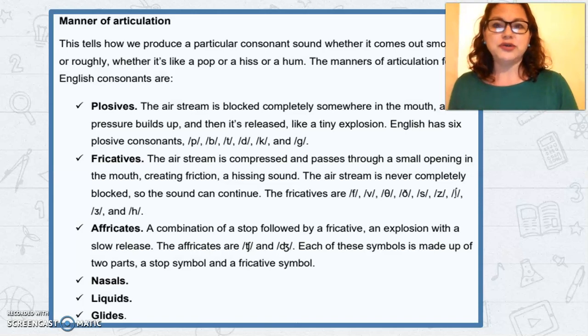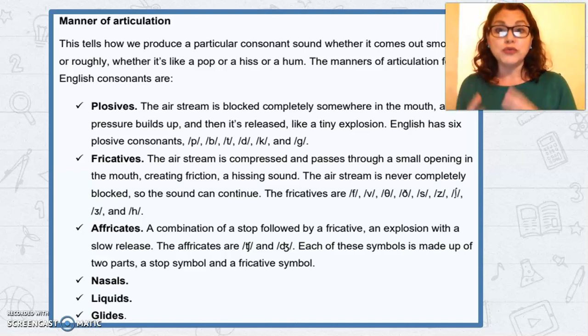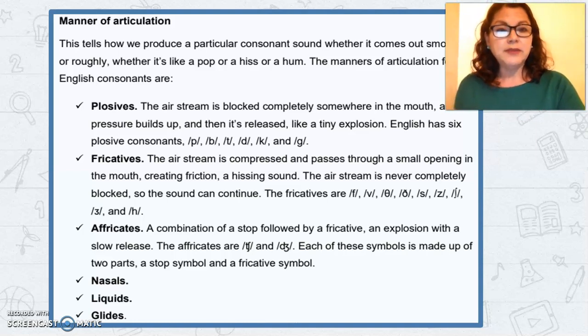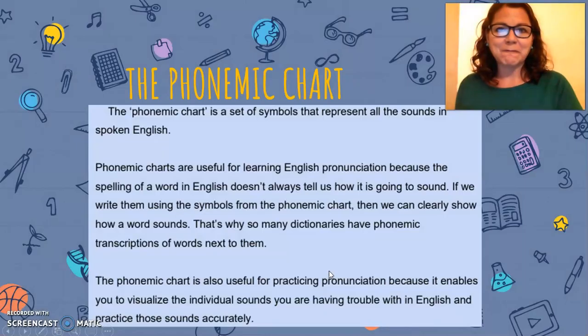Manner of articulation. This tells how we produce a particular consonant sound, whether it comes out smoothly or roughly, whether it's like a pop or a hiss or a hum. The manners of articulation for English consonants are plosives, fricatives, affricates, nasals, liquids, and glides. We saw all of this. Okay.